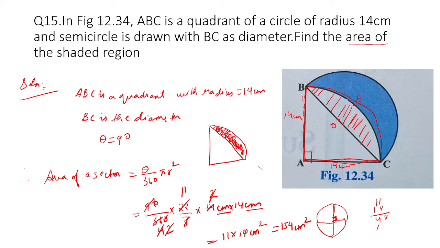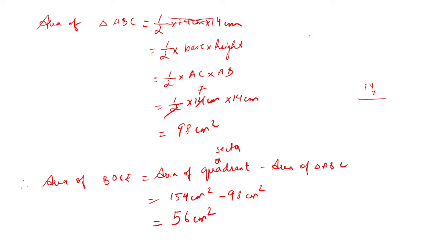Now, since we're asked to find the shaded portion, how do we go about it? I'm going to call this the semicircle, and this is the triangle. Which area? This is B, O, C and E. So we're just asked to find this area, right?